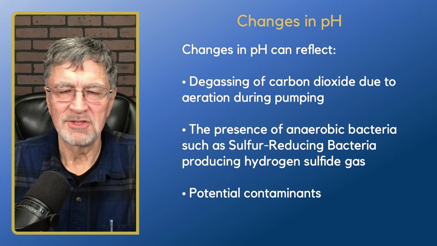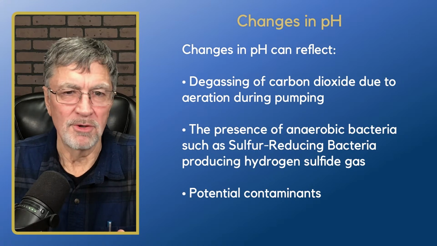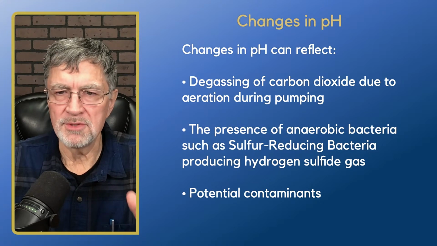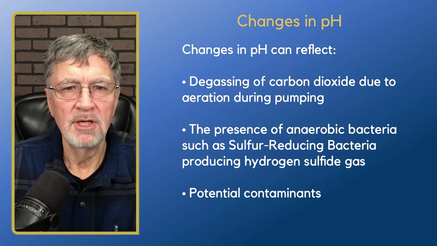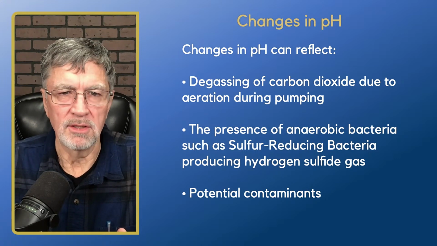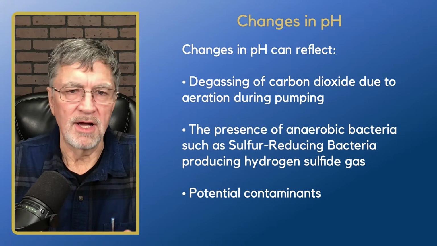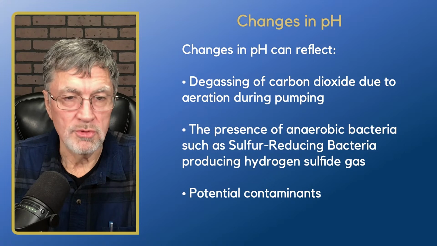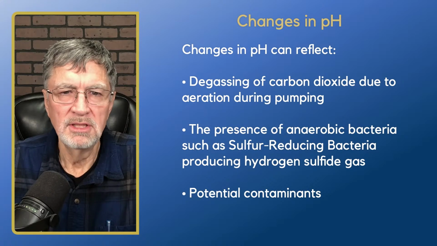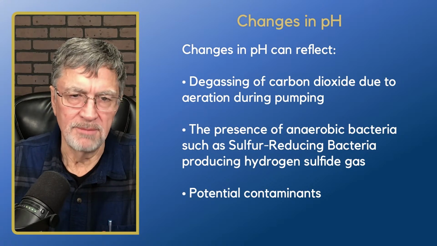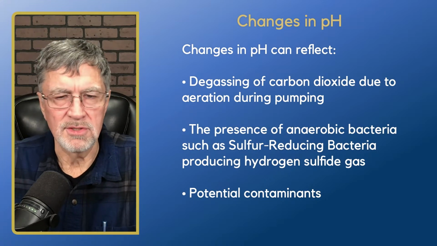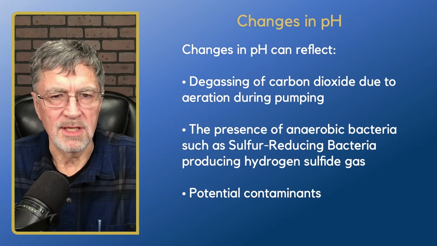Sometimes you're required to do that, but I generally prefer using a pH meter in the field to get a more accurate reading. So also, the presence of anaerobic bacteria such as sulfur-reducing bacteria will tend to produce hydrogen sulfide gas as a byproduct of their metabolism. Hydrogen sulfide gas is highly acidic and corrosive to the well. So understanding if you have these types of bacteria in your well, as they grow and they produce more hydrogen sulfide gas, you'll start to see a shift towards more acidity in your well.